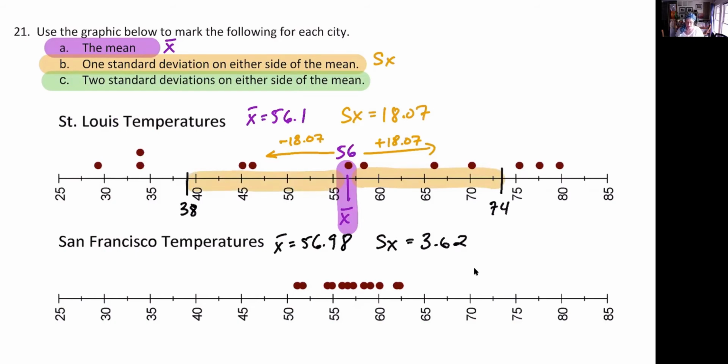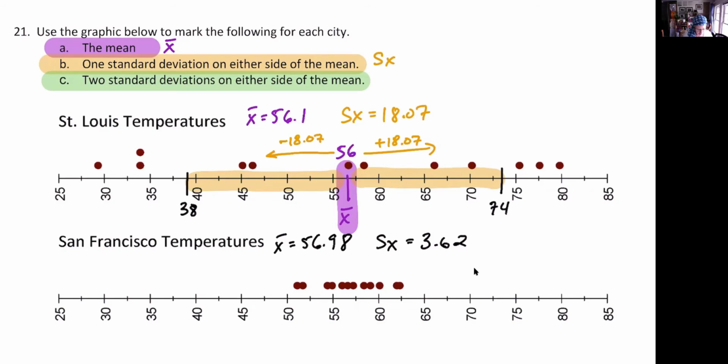to 38. What we're going to learn later, lessons 13 or so, is that a lot of the data is within those 2 ranges. Most of the temperatures in St. Louis are between 38 and 74 degrees Fahrenheit. That's what the standard deviations tell us. And I'm just going to leave it at that for now. There's a lot more details we're going to learn later on. But that's the purpose of going 1 and 2 standard deviations above.